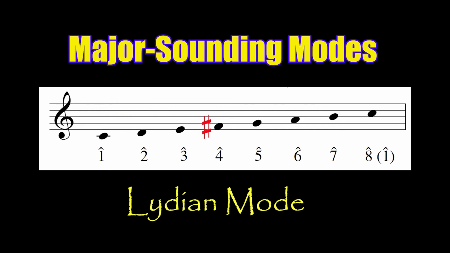Many composers have capitalized on this dual half-step relationship between 7 and 8 and 4 and 5. It has a brightness, kind of a sunniness about it that we find in many film scores. Here's an excerpt that shows the Lydian mode at work. Notice how uplifting it sounds.